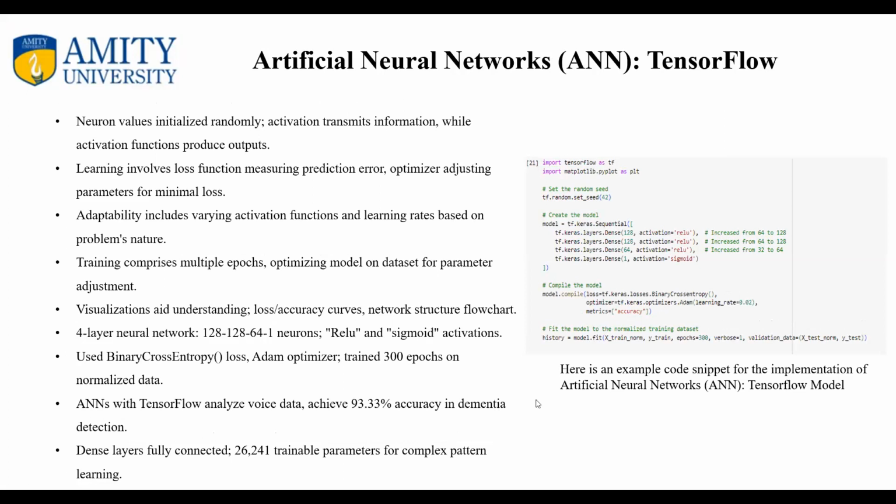The neural network architecture consists of 4 layers with 128, 64, and 1 neurons. It employs the binary cross entropy loss function and Adam optimizer. The model is trained for 300 epochs on normalized data and is powered by TensorFlow, achieving an impressive accuracy of 94.66 in dementia detection. On the screen, there is a code snippet for the implementation of the ANN TensorFlow model. Next is Extreme Boost.